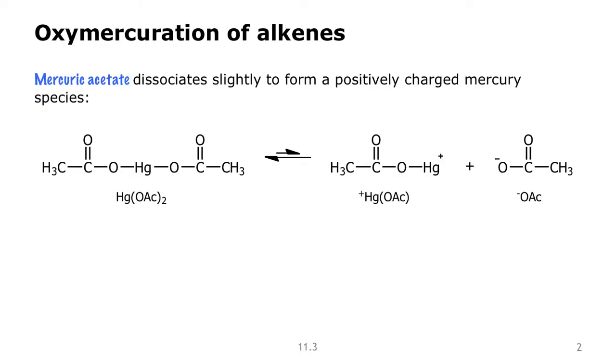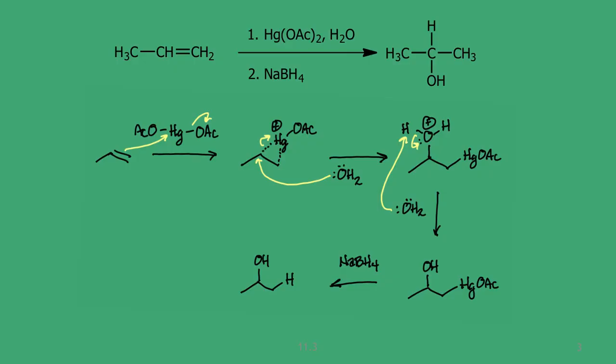Before we go on to the mechanism, it's worth mentioning that these mercury salts are unusual things. They exist as an equilibrium between the diacetate, somewhat covalently bonded complex, and this pair of ions where we have a mercuric acetate ion. And this is actually the reactive species in the reaction. So the mechanism here has something in common with the halonium ion mechanism that we saw with the reaction of halogens. So here's our overall reaction.